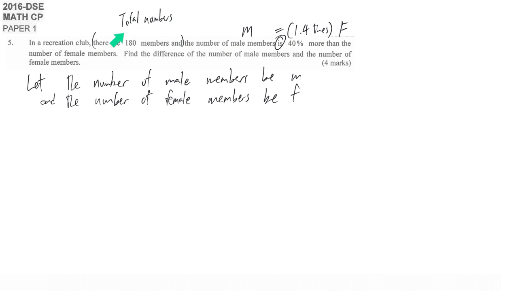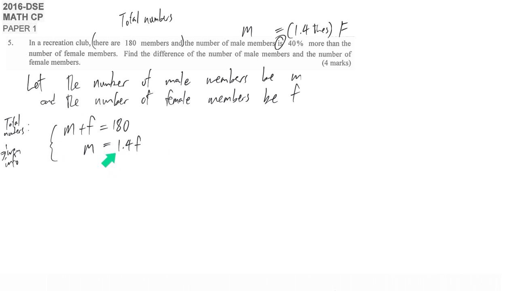The first relation is the total number equal to 180, which means that if there is no third gender, we know M plus F, the total, is 180. It's because of the total number. That's the first relation we know. The second relation is their ratio. The male members is 1.4 times of female. So that means the question is we are going to solve this simultaneous equation.